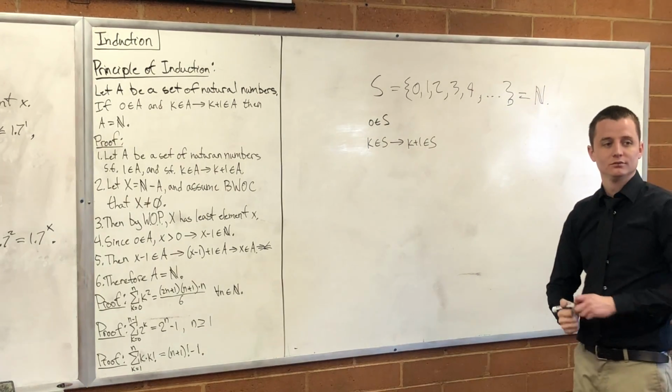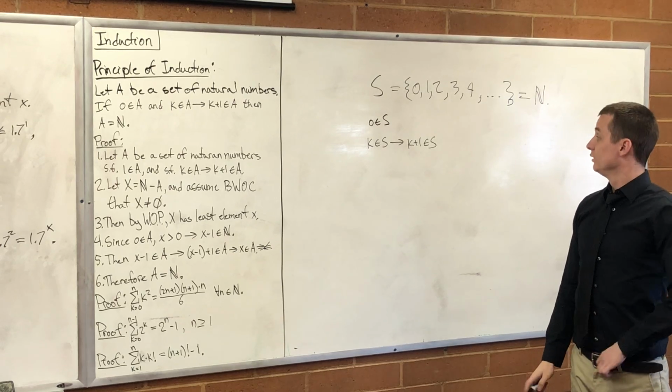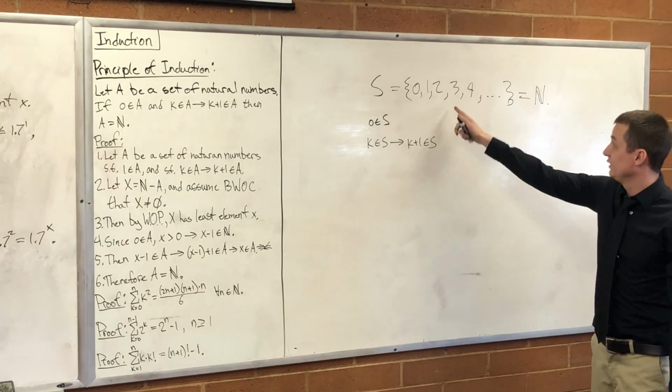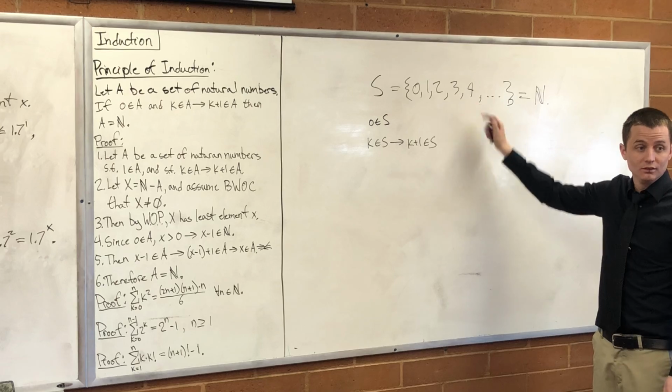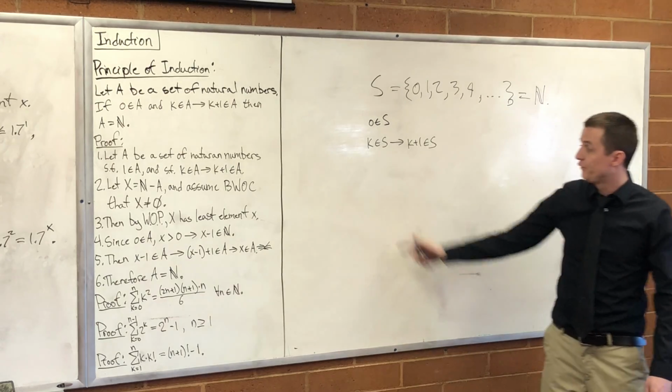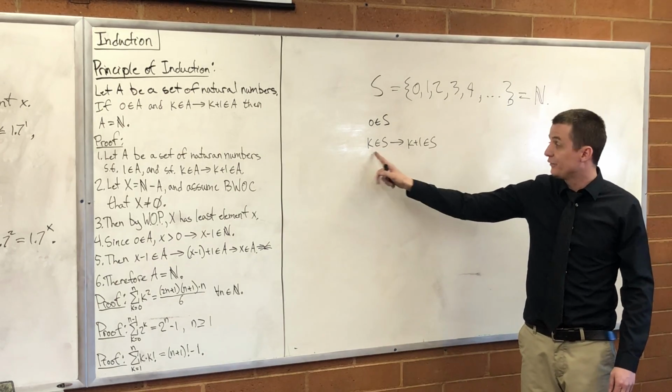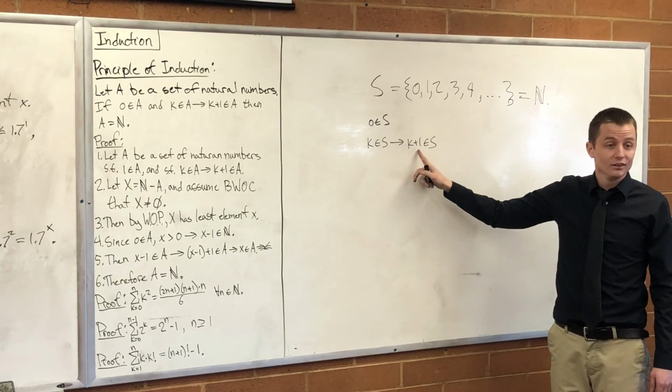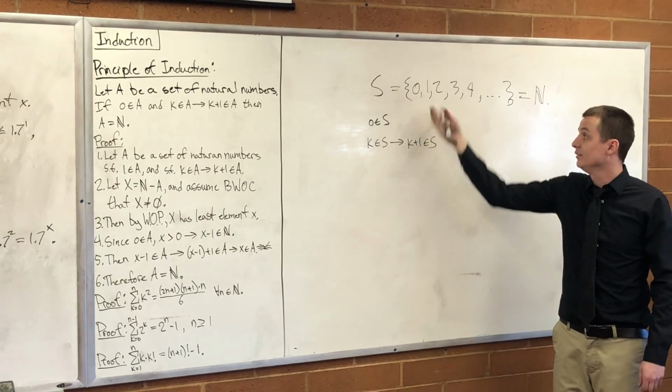Why can't you have negatives? Show me a negative in there. Well, can't you say K is negative 3? If negative 3 is in there, then I know negative 2 is in there. But is negative 3 in there?